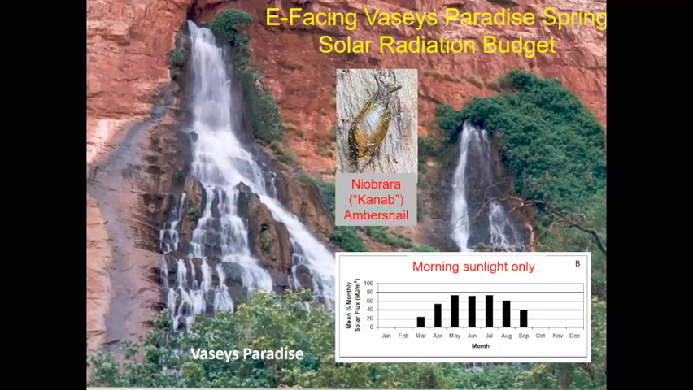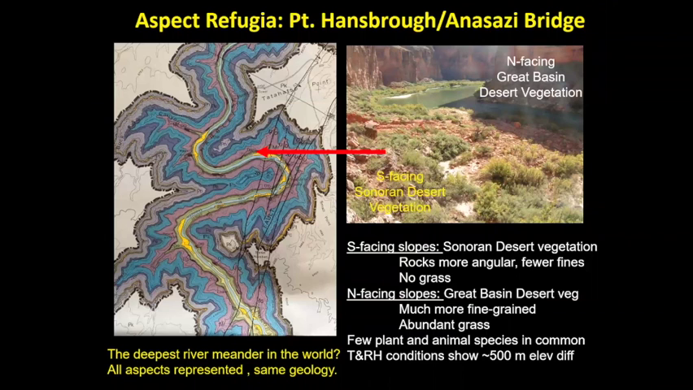Because of that solar energy relationship at this site, it allows the snail formerly known as the Kanab ambersnail, an endangered species now renamed the Niobrara ambersnail after finding that it's related to this common species to the north, to persist here, even though it's a high elevation, high latitude species. This is about the southernmost population of this snail that we know of, but it's able to persist here because of the solar radiation budget. So we've looked at species that require certain light settings, points in the landscape that serve as refugia.